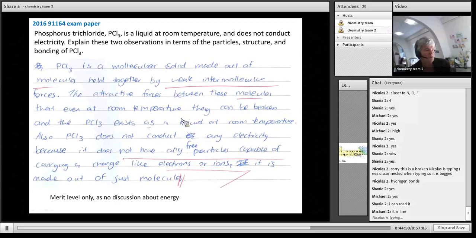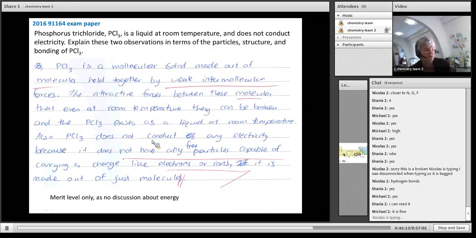But do you notice he doesn't actually spell out the energy? He just simply says that even at room temperature they can be broken. But he doesn't talk about that it's the ambient energy at room temperature that breaks those intermolecular forces. So he hasn't referred it to energy.